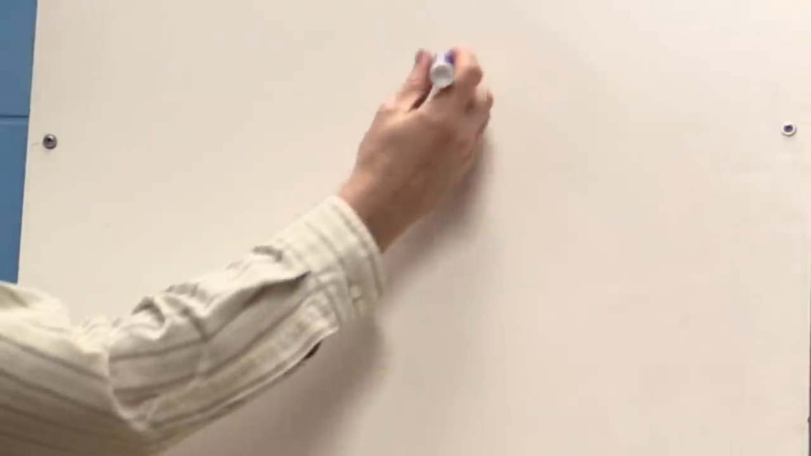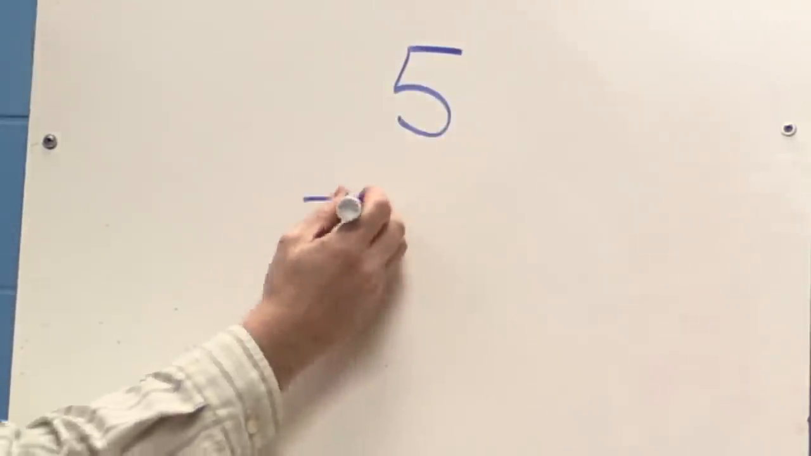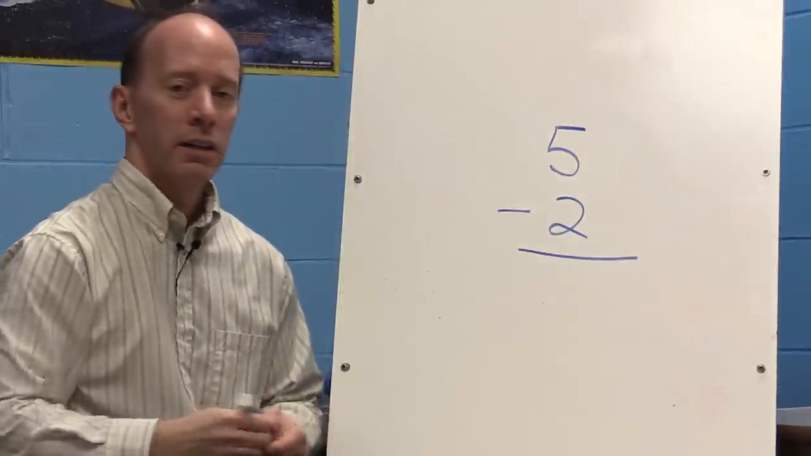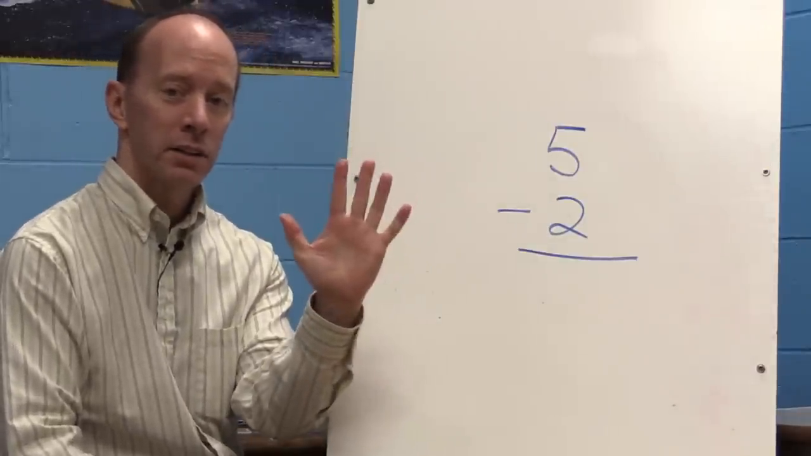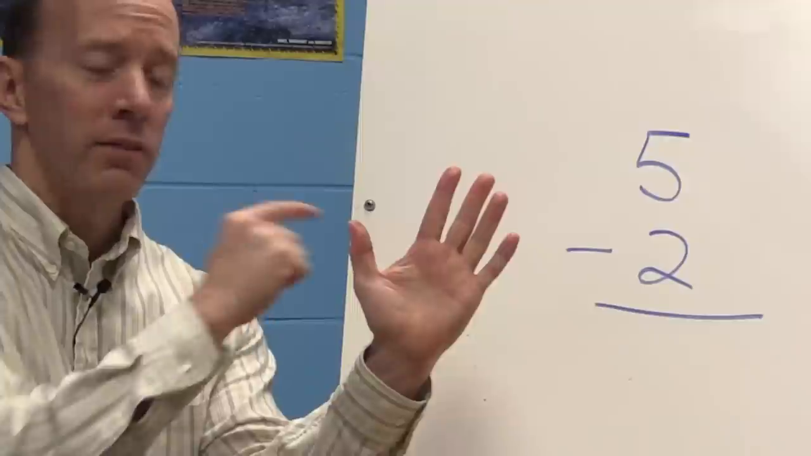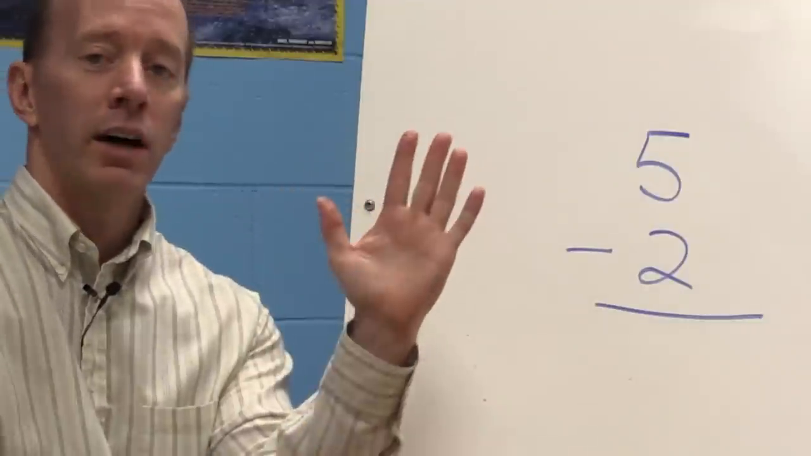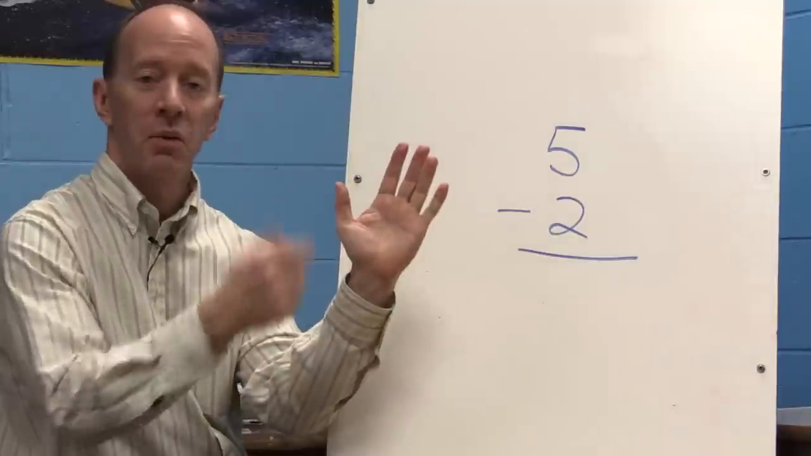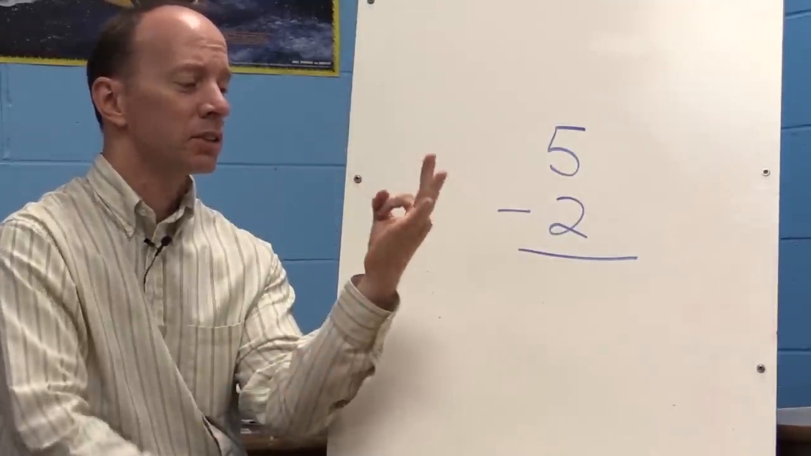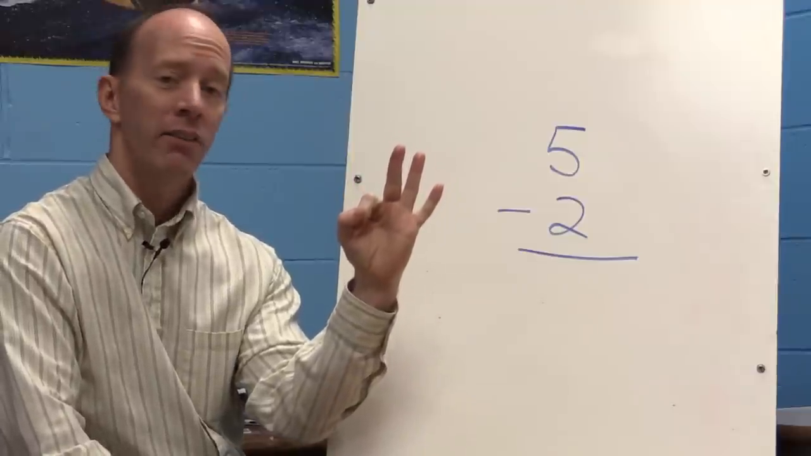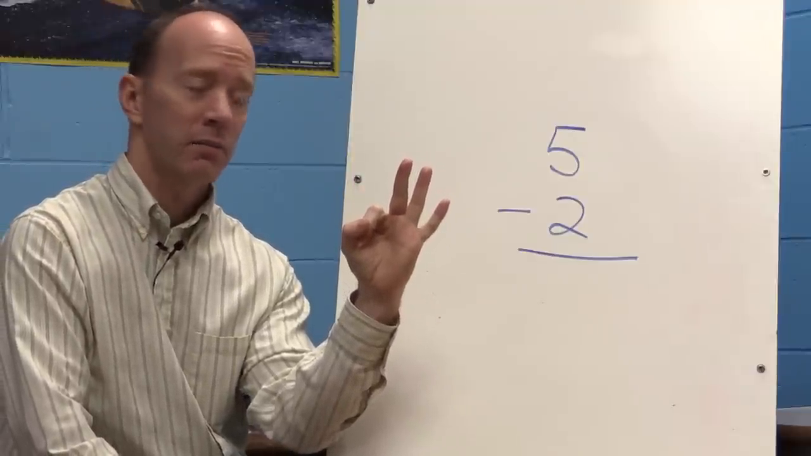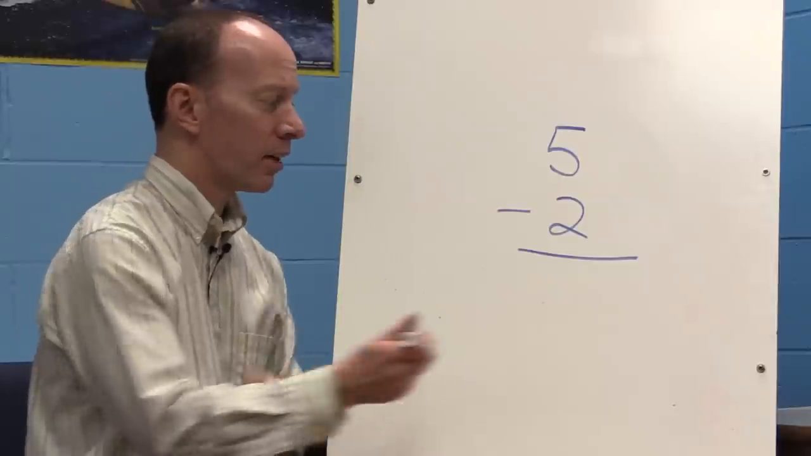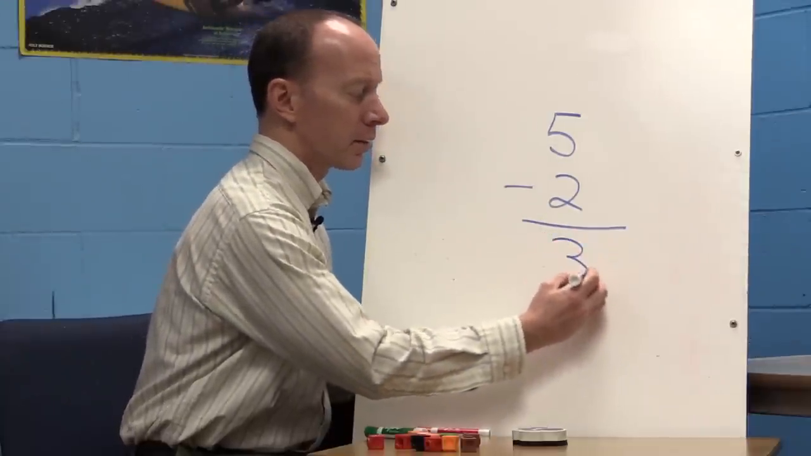Let's try 5 minus 2. All right. Let's use our fingers. So everybody try that. We have 5 fingers. 1, 2, 3, 4, 5 fingers. We take away 2 of them. Okay, it doesn't matter which 2. I'm going to take away these 2. So now we have 3 fingers left. All right, pretty easy cheesy, isn't it? 5 minus 2 equals 3.